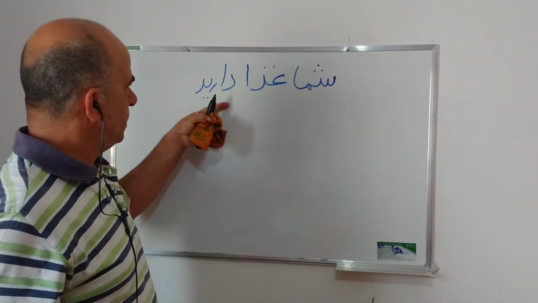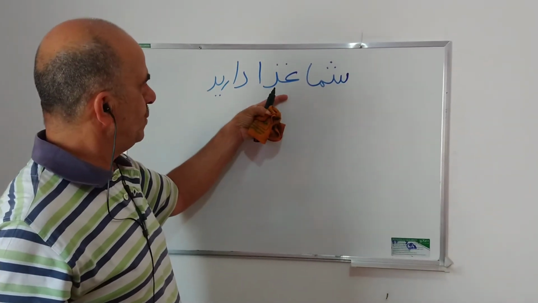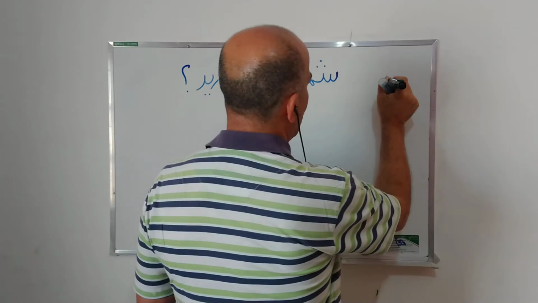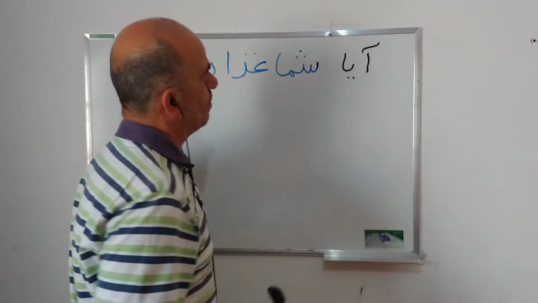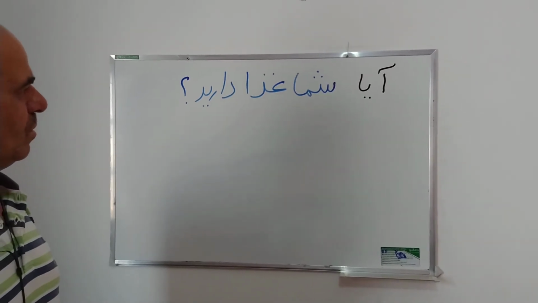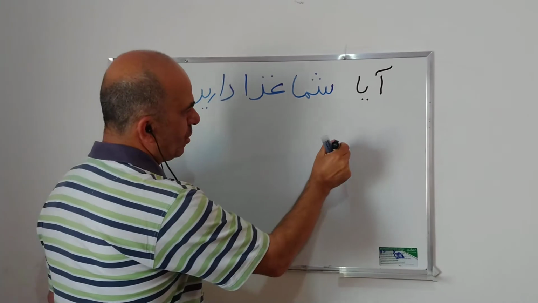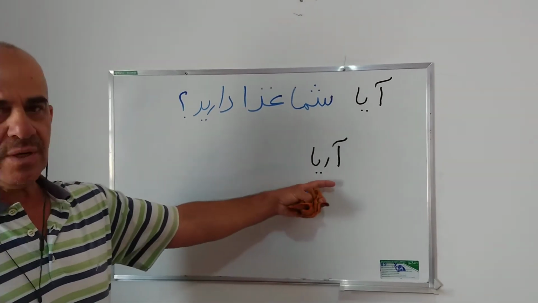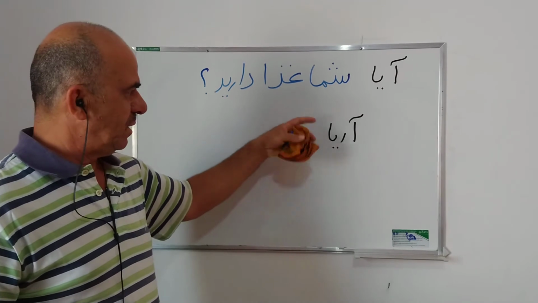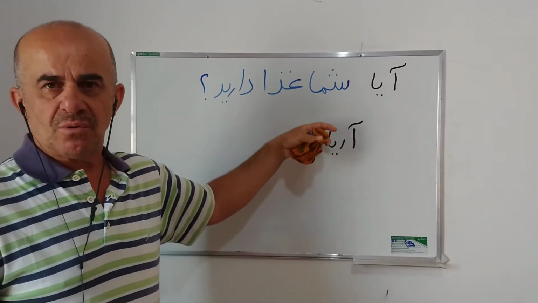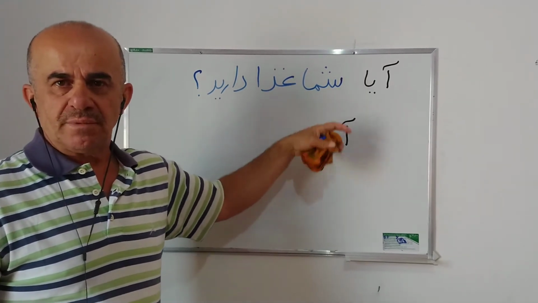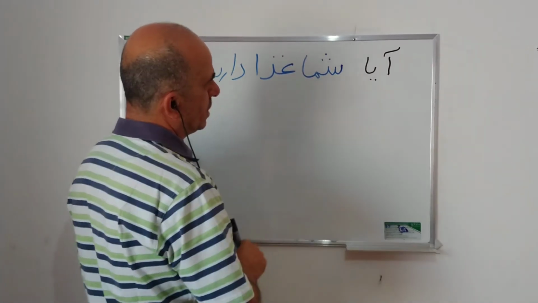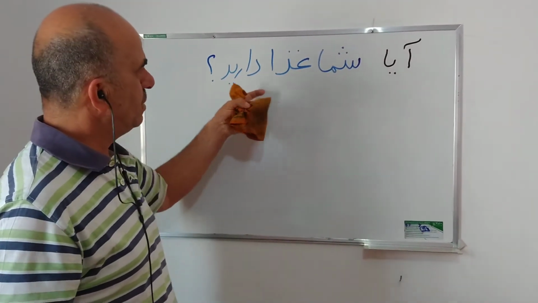شما غذا دارید. You have food. Or آیا. Okay, آیا. Don't confuse it with آریا, aliens. Okay, so that's different. In Iran, you see lots of places called Arya, like car shops and things. So that's different. So Arya is not Arya. Okay. So Arya shama ghaza darid.